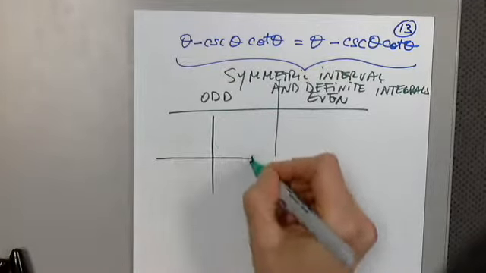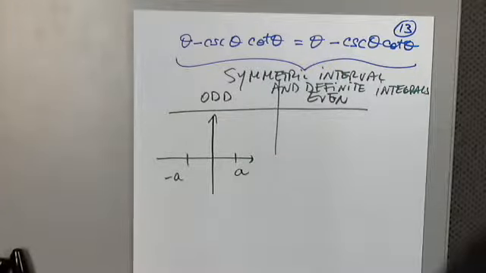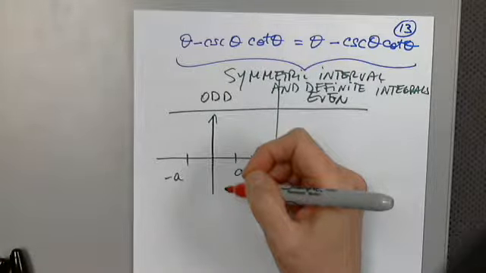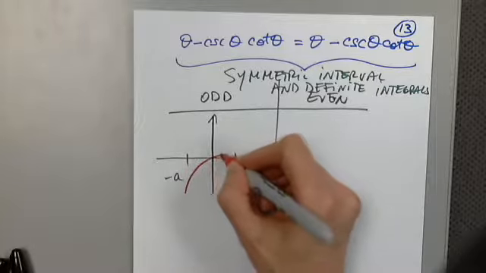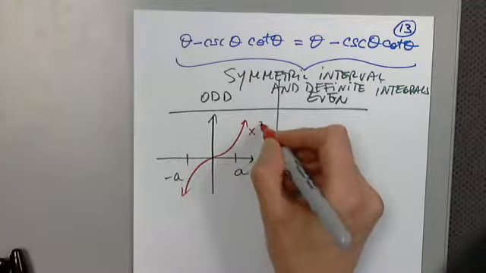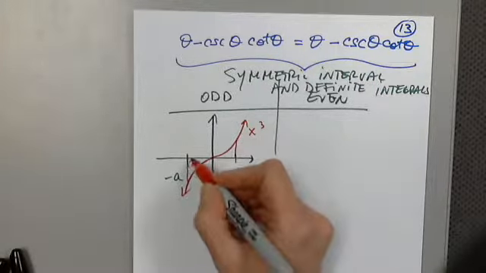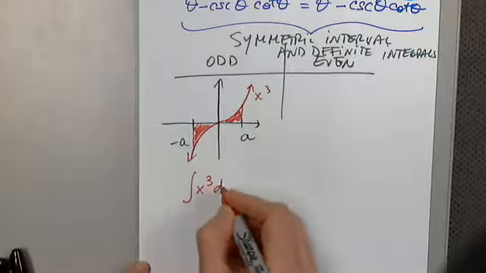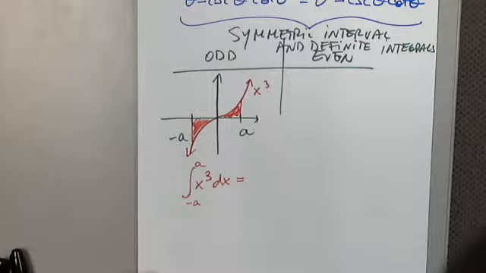Can anyone give us an odd function on the interval negative a to a? Tom? Well, I was thinking more of getting an odd number. X cubed. Very good, thank you very much. Good. So here it is. If we're asked to determine the integral of x cubed dx from negative a to a, what will be the answer?